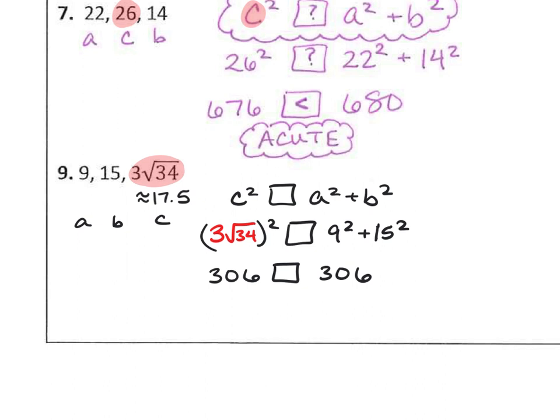Okay, how do these numbers compare to each other? They're the same, so they're equal, which means we classify this triangle as a... Which one is equal? A right triangle, absolutely.